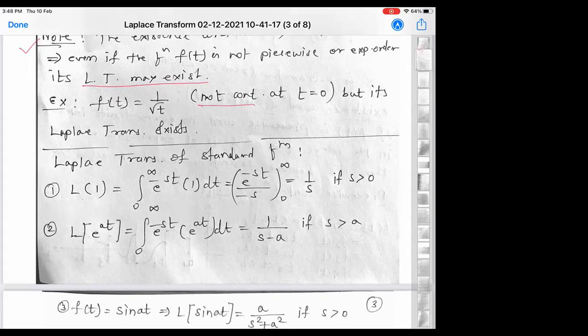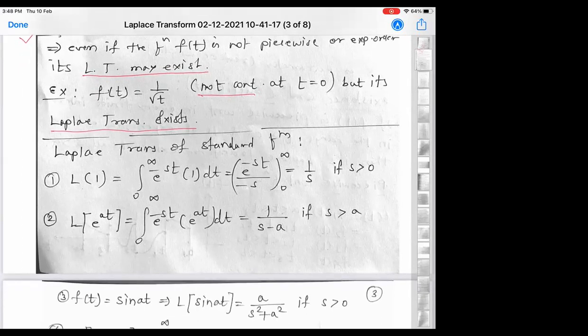But 1 upon root t will give you the Laplace transformation. Okay, but Laplace transform exists for 1 upon root t. How? That we will see in the actual definition. So we will be doing now standard functions. So I'll just show you one or two expressions, and then the list of formulae you can have.